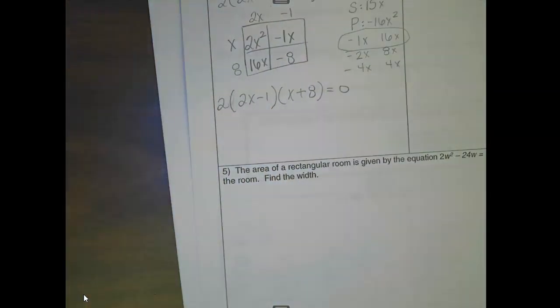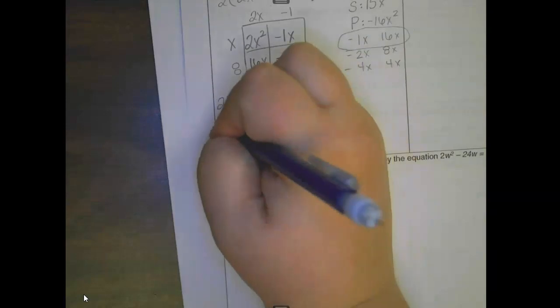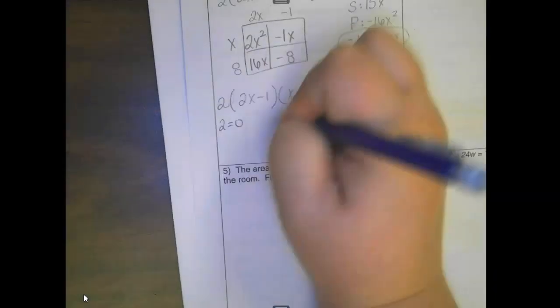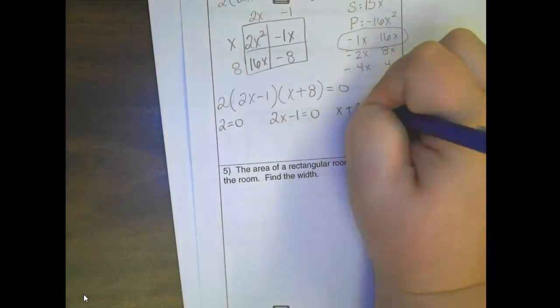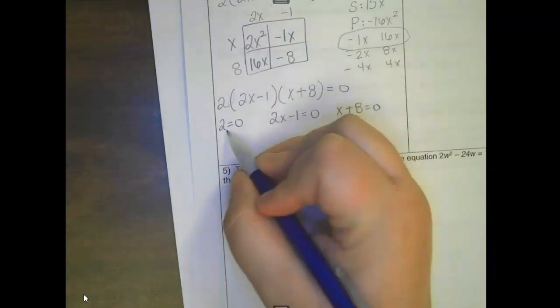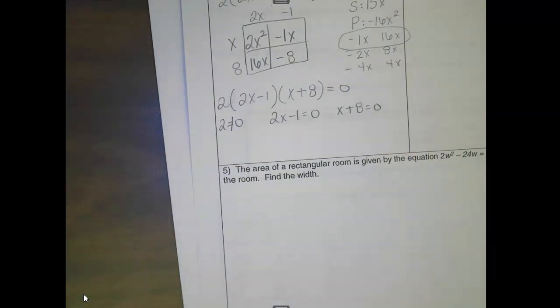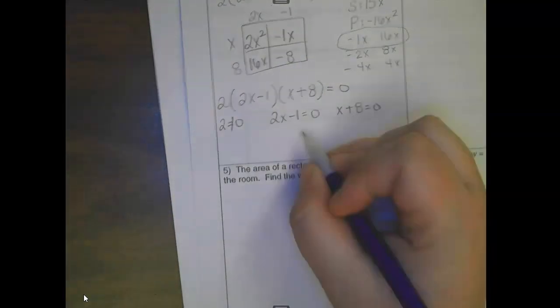I have 3 factors there. I have a 2, a 2x minus 1, and an x plus 8. So I'm going to set each of those equal to 0. Well, 2 does not equal 0, so that's not a possible answer because 2 doesn't equal 0.